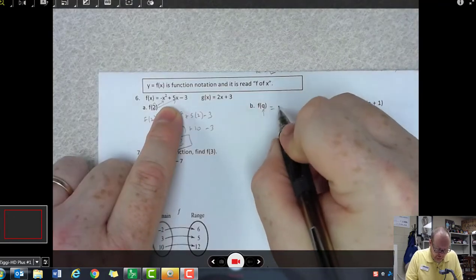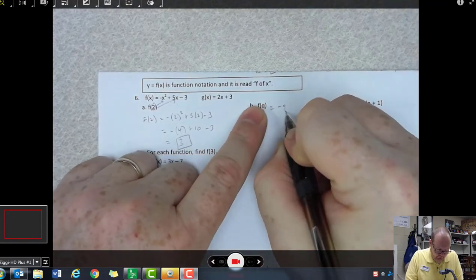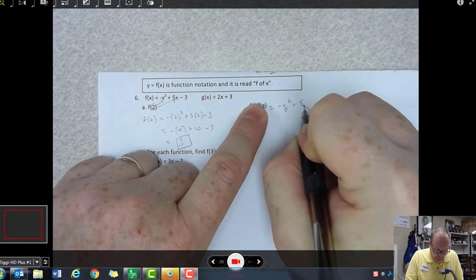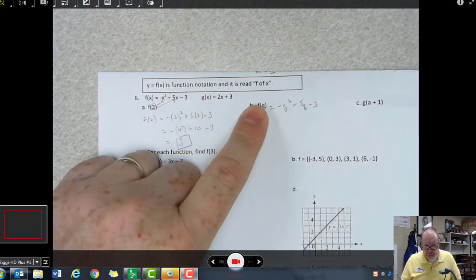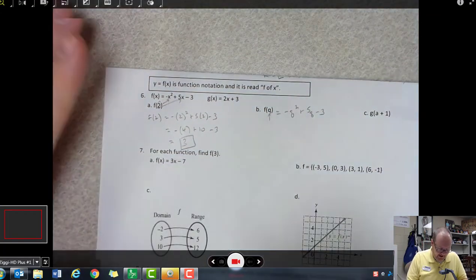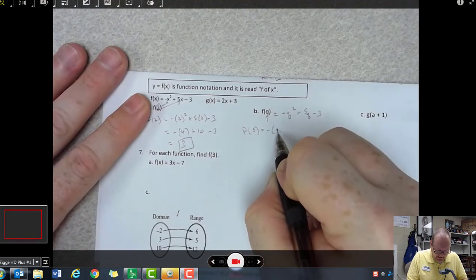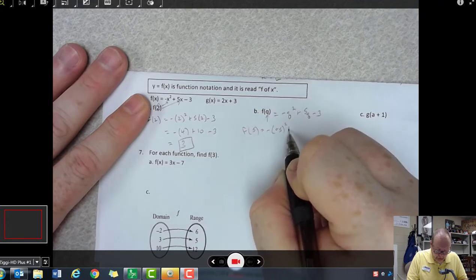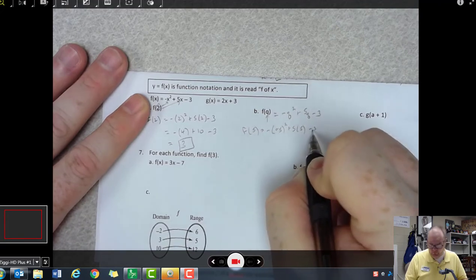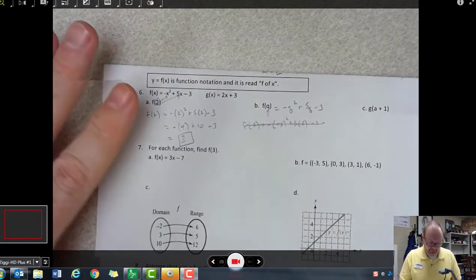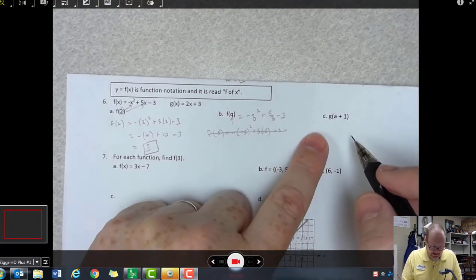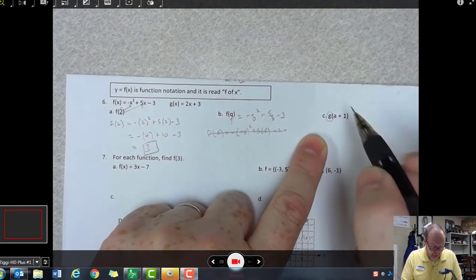So this particular problem is negative q squared plus 5q minus 3. If I wanted to find f of 5, I'd plug in positive 5 everywhere, whatever it is, and work it out. Nothing to it. And the same thing on letter C, except now I'm using another function.